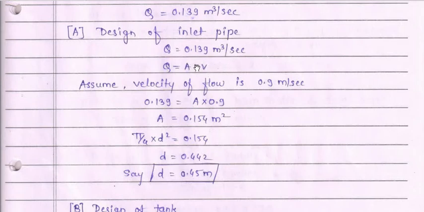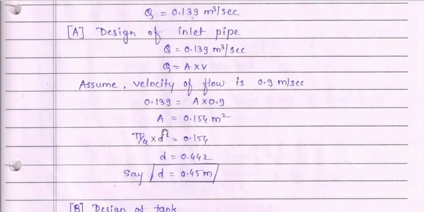Now there are two unknowns, that is A and V. We will first assume the value of V, that is the velocity of flow in the flash mixer. We are assuming that the velocity of flow is 0.9 meter per second, because in the design criteria it is given as 0.3 meter per second to 1.2 meter per second, so we can use an intermediate value. Any value in between will do, therefore we are assuming it as 0.9 meter per second.